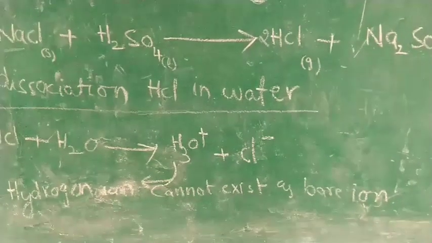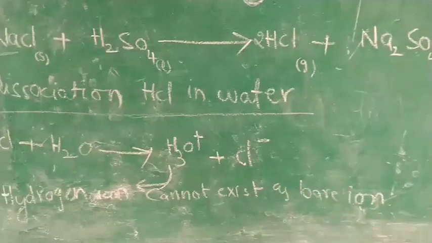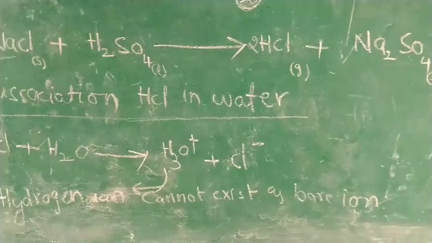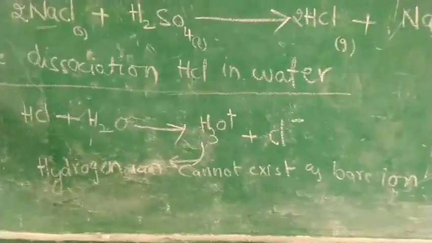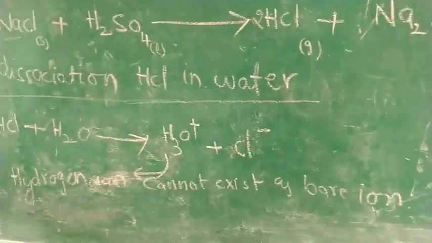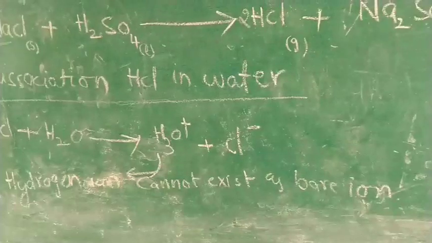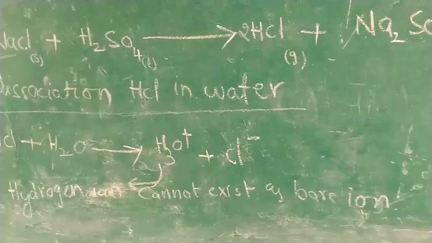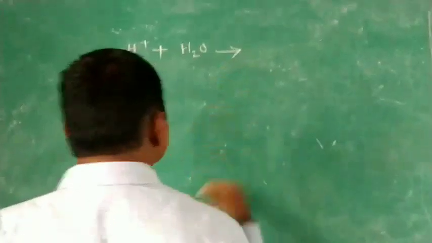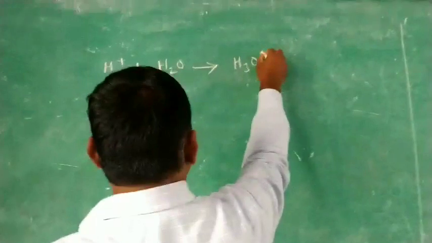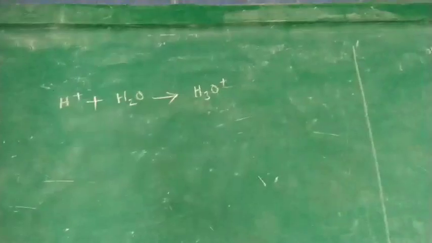Yes, it will be associated with water molecules. The hydrated ion H+ is attracted to 4 to 6 water molecules. This H+ and the hydronium ion H3O+. That is, H+ plus H2O gives rise to H3O+.